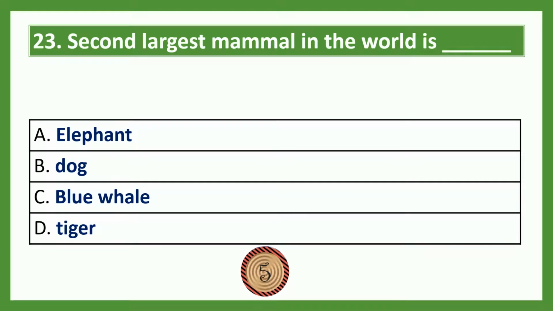Second largest mammal in the world is dash. Option A elephant, option B dog, option C blue whale, option D tiger. The answer is option A elephant. Elephant is the second largest mammal in the world. The first largest mammal in the world is the blue whale.